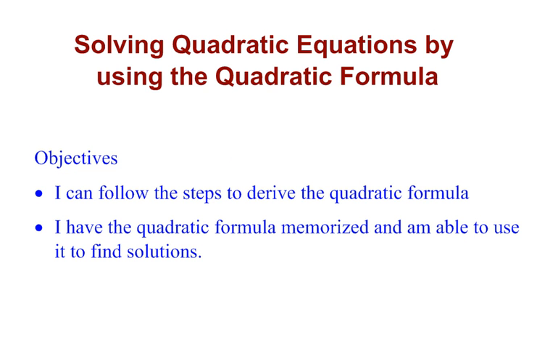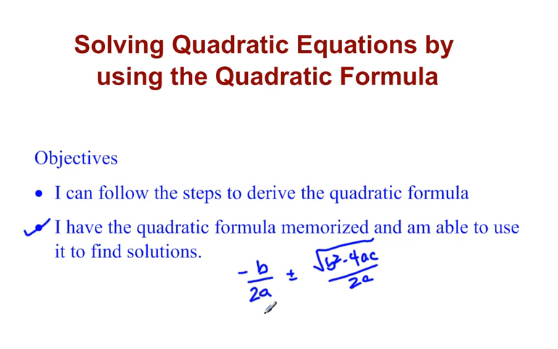In this lesson on the quadratic formula, we're going to focus on the second objective. I have the quadratic formula memorized, and I'm able to use it to find solutions. The form of the quadratic formula that I'll be using throughout all these problems is negative b over 2a plus or minus the square root of b squared minus 4ac all over 2a.